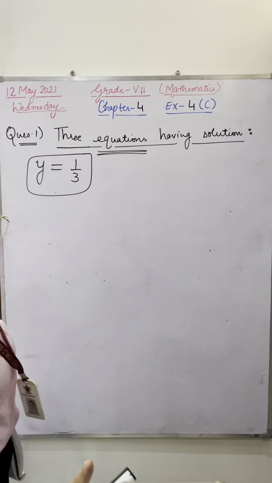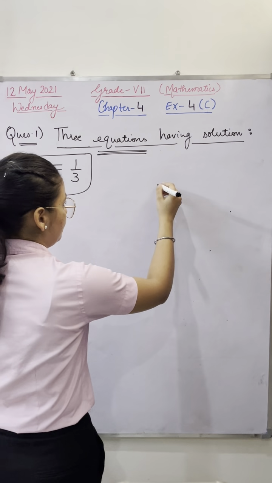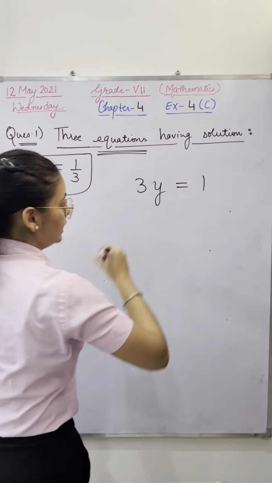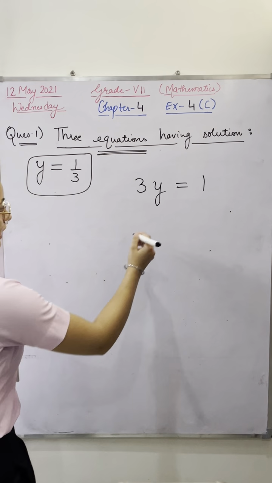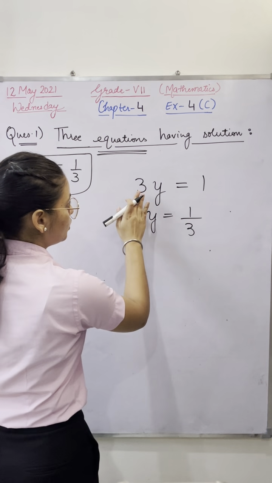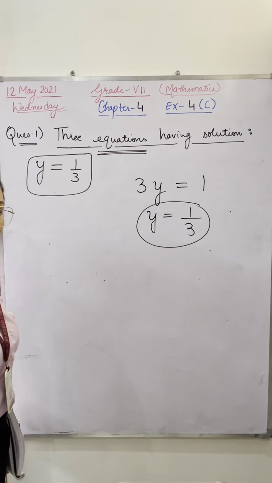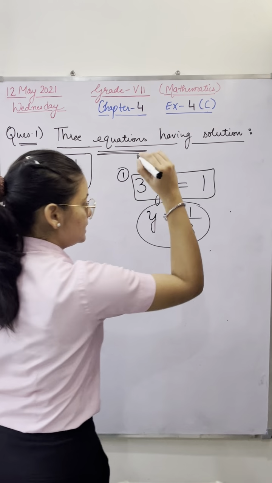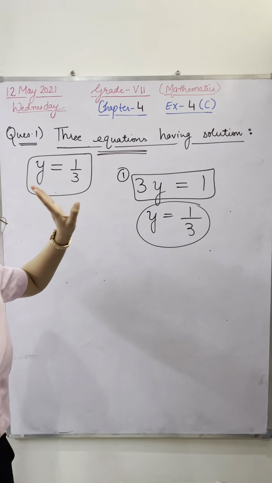I am making one equation. Very, very simple. Which equation I am making? 3y equals 1. Y will be equal to 1 upon 3, 3 will go here. So this is my first equation. Very, very simple and easy. Everyone got this equation?